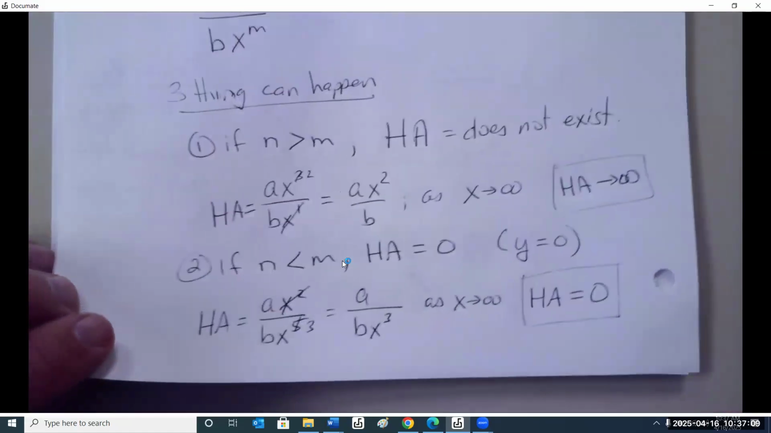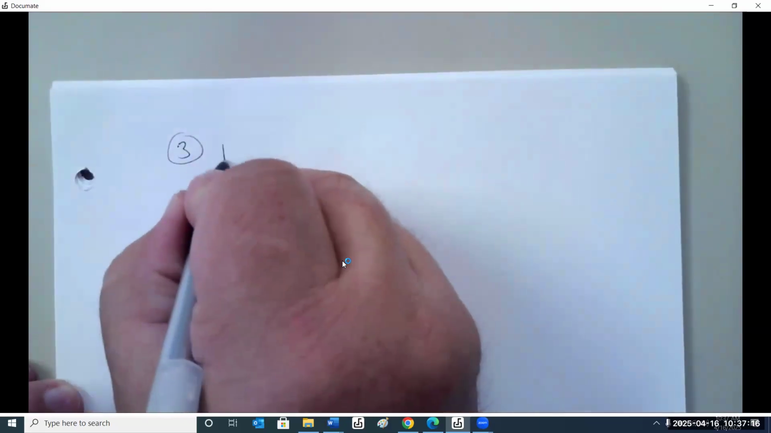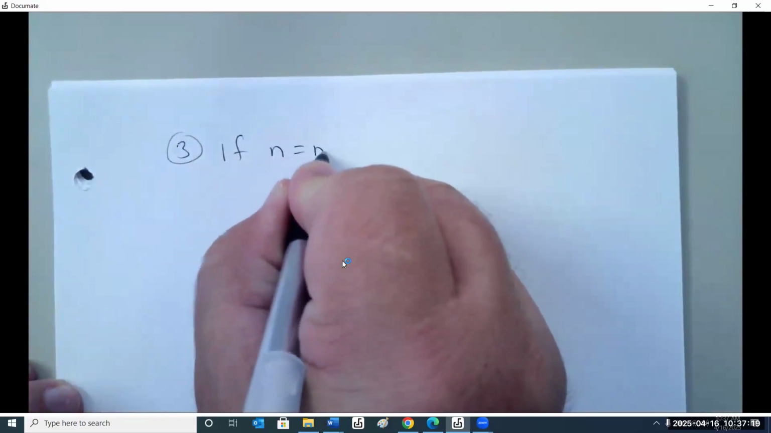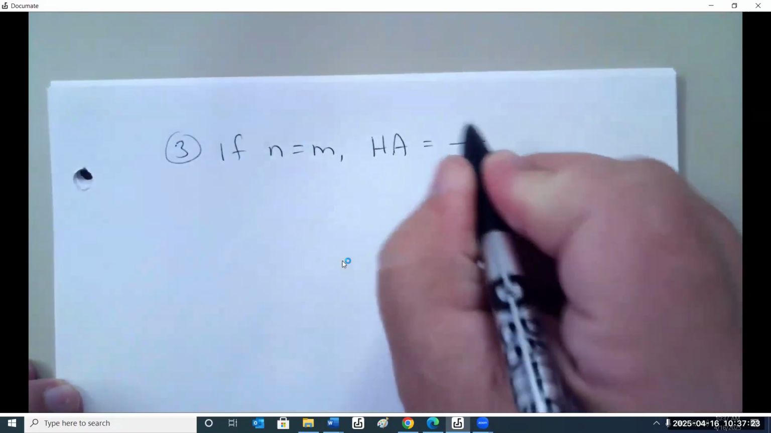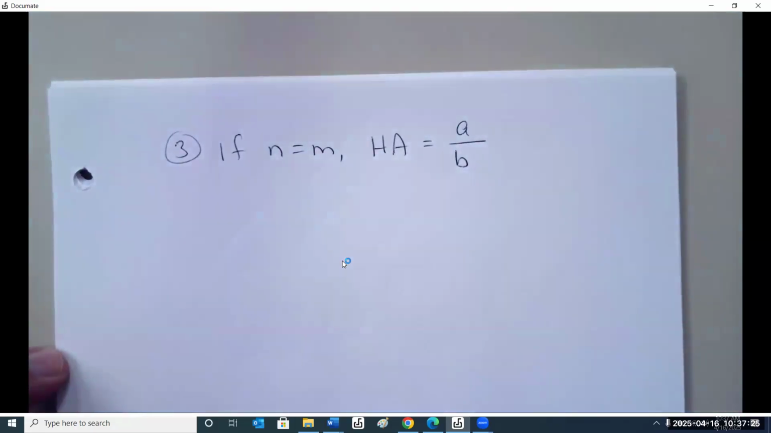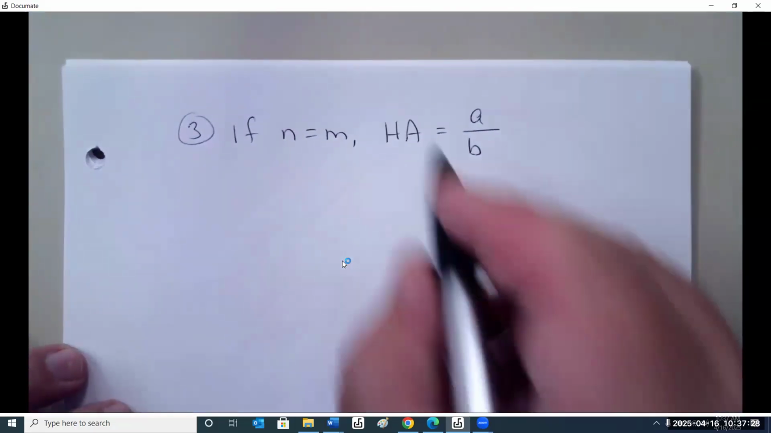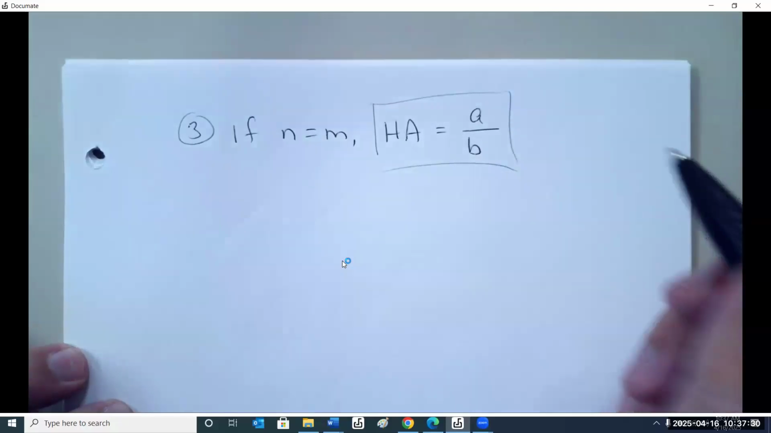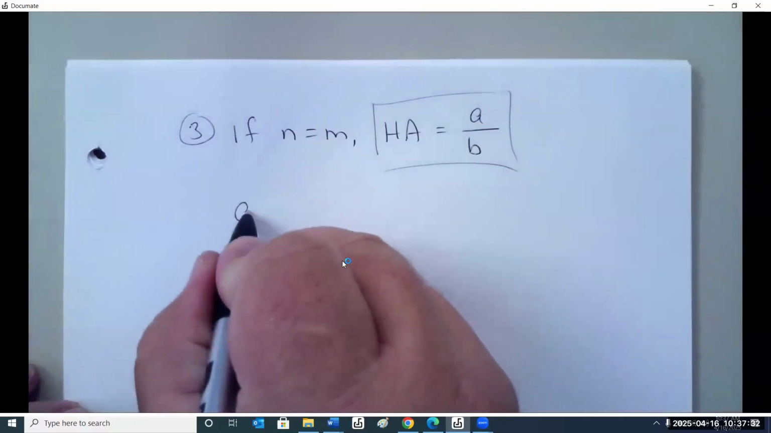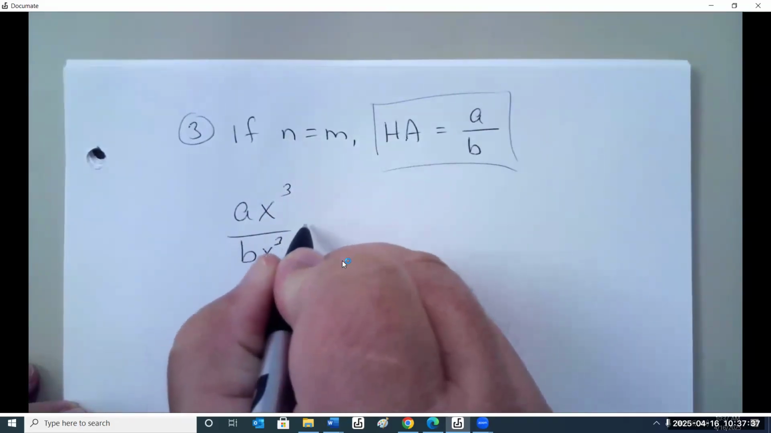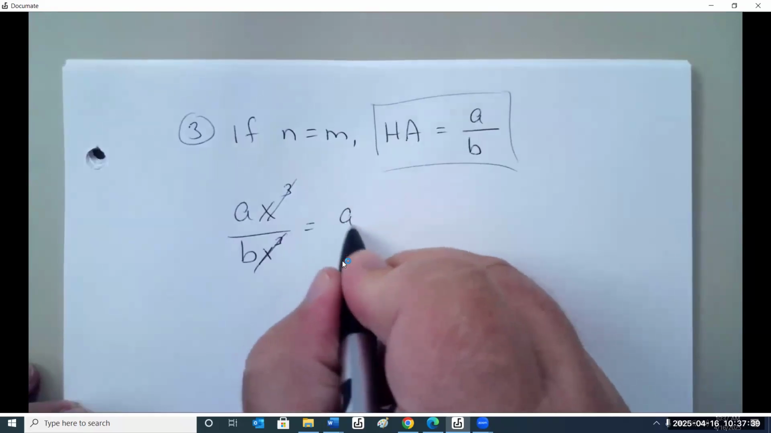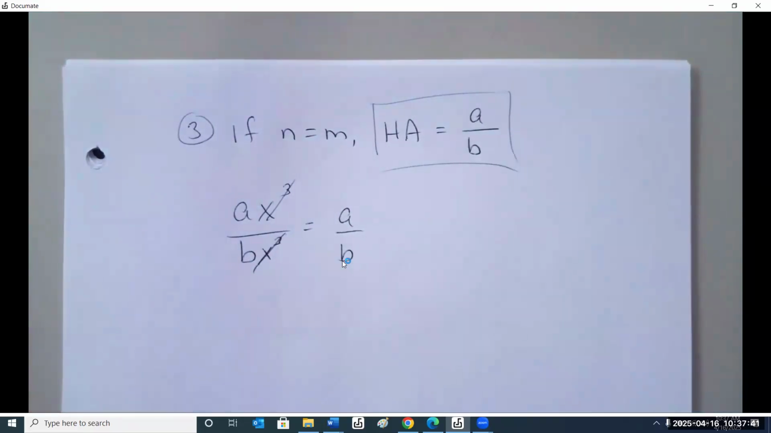One more condition. If they're equal, if n equals m, then the horizontal asymptote is simply the coefficients. So if we had ax to the third over bx to the third, these cancel, we're left with a over b, and that's the horizontal asymptote.